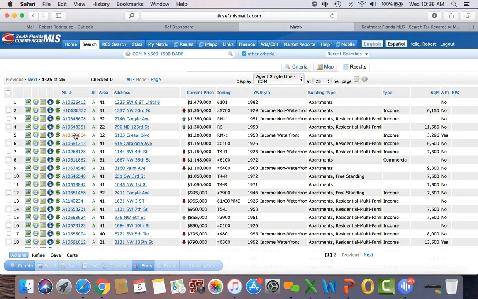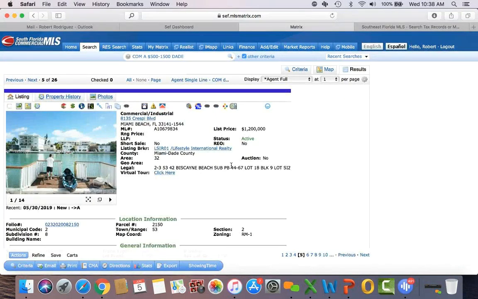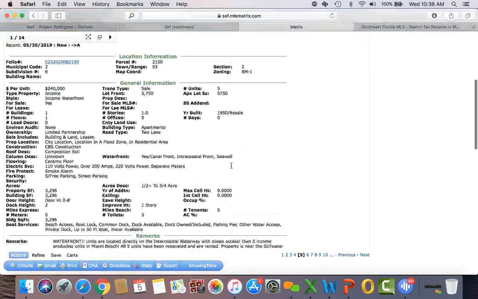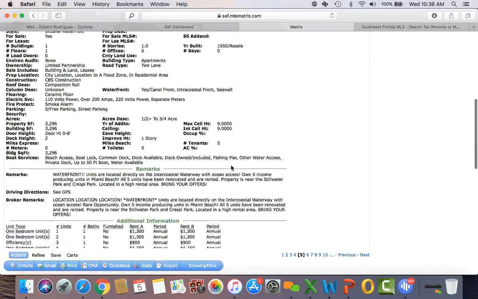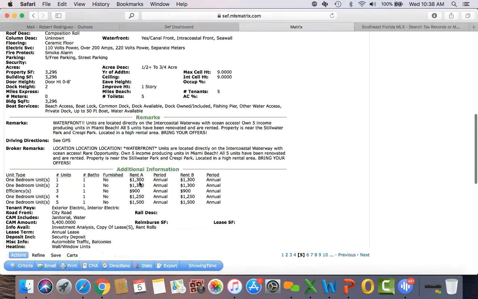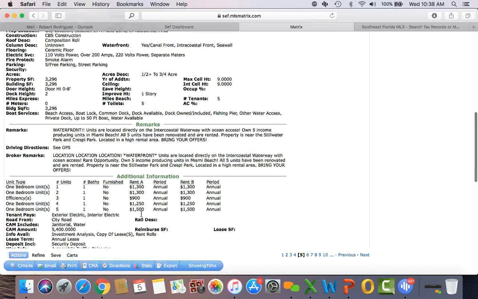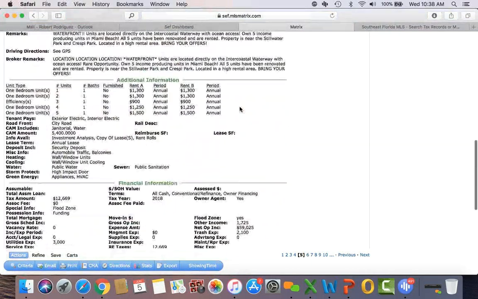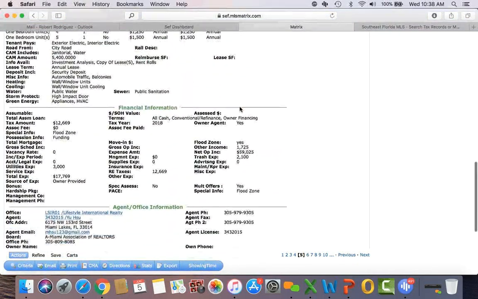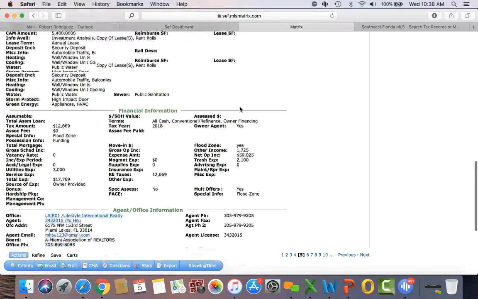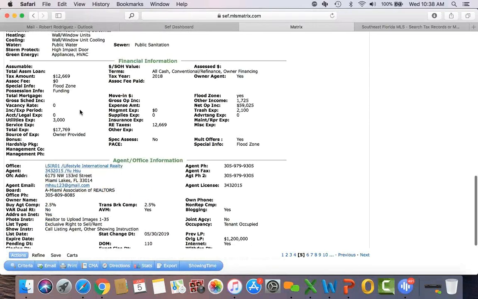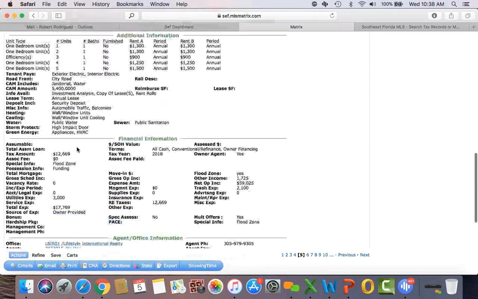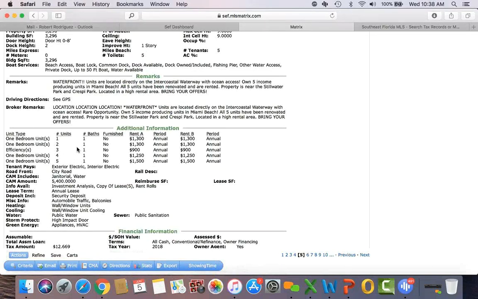All right, so let's go ahead and invest on a property like this. This is Crespi Boulevard, and this is a 5-unit, and here are your rents, waterfront for $1,200,000. Now, their gross income is not shown here. Let me see. It's not shown here. So let's add it ourselves.